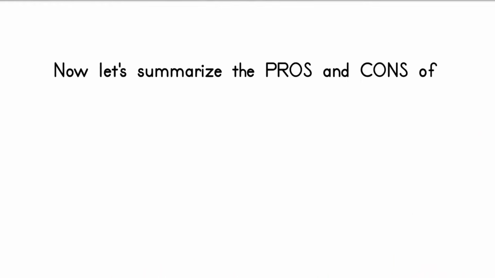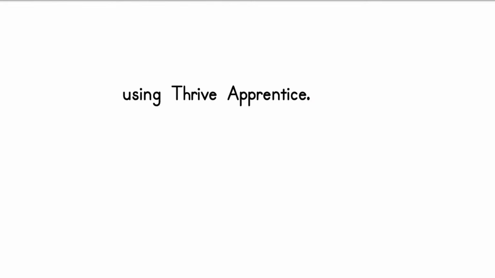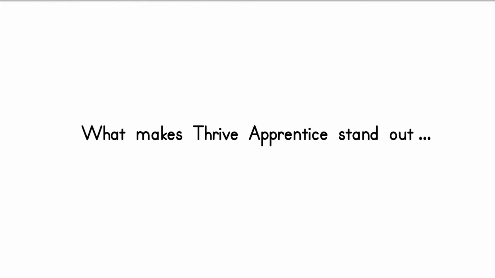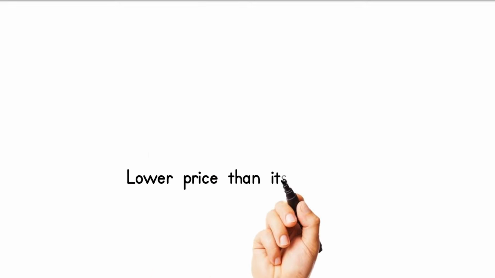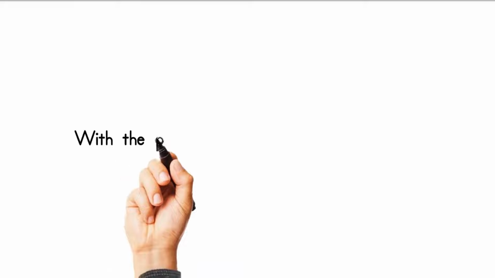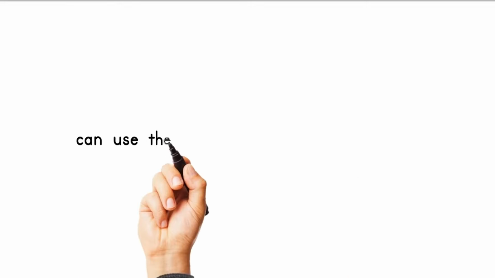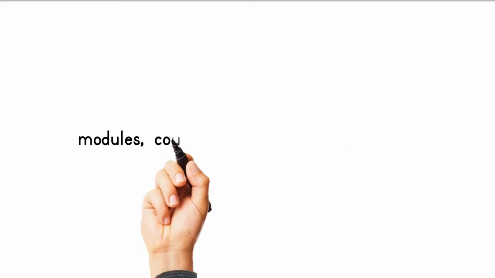Now let's summarize the pros and cons of using Thrive Apprentice. Pros: what makes Thrive Apprentice stand out from these other plugins? Lower price than its competitors. Game-changing drip content delivery. With the precise timing drip features, you can use the drag and drop interface to automate customer access to your lessons, modules, course content, or any digital resources with timed schedules and custom triggers.